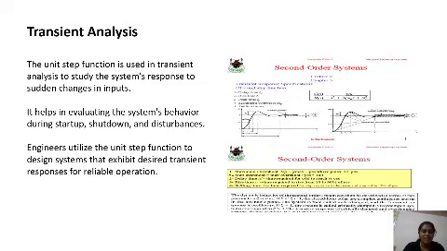Transient analysis. The unit step function is used in transient analysis to study the system's response to sudden changes in inputs. It helps in evaluating the system's behavior during startup, shutdown, and disturbances. Engineers utilize the unit step function to design systems that exhibit desired transient responses for reliable operation.